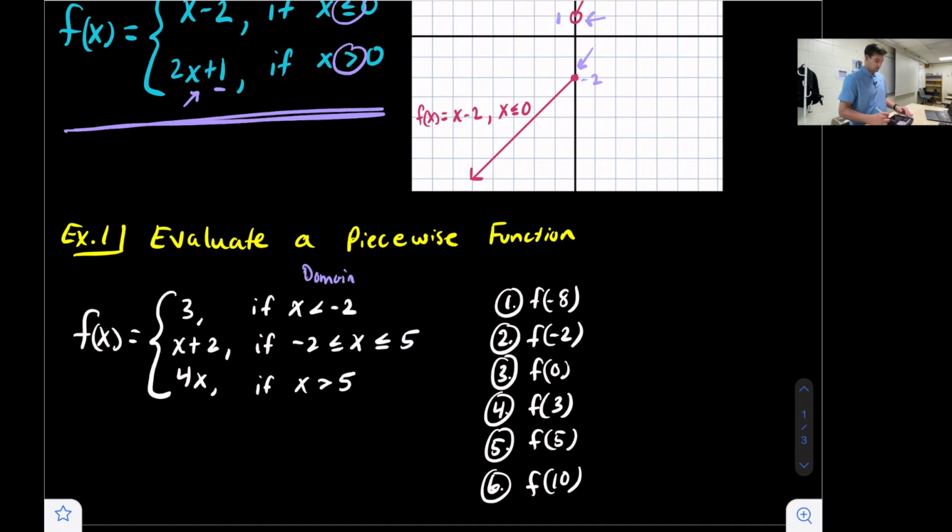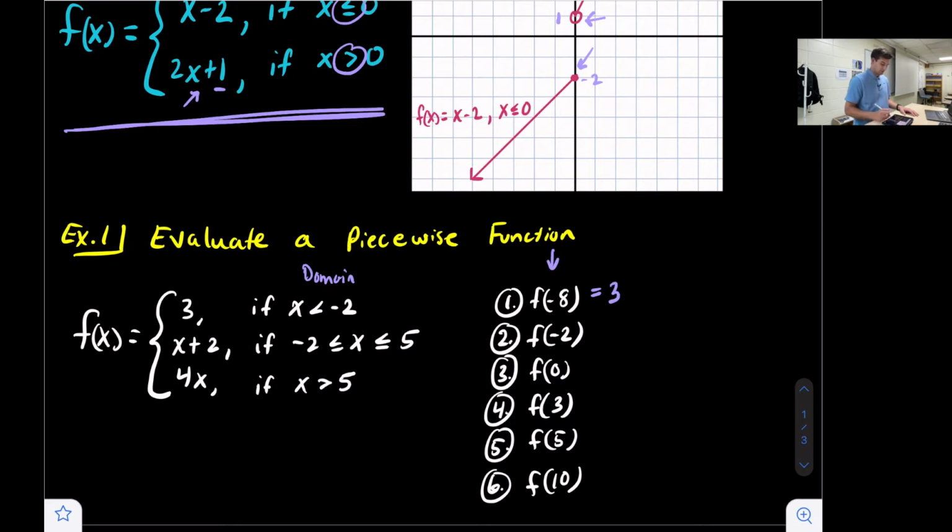So we're going to look at these numbers over here on the right side, and essentially if the number in parentheses is less than -2, then we're going to use this first equation. If it's between -2 and 5, we're going to use the second one, and if it is greater than 5, we're going to use the third one, okay? So for number 1, we have f of -8, so -8 is less than -2, so we're just going to say this is equal to 3.